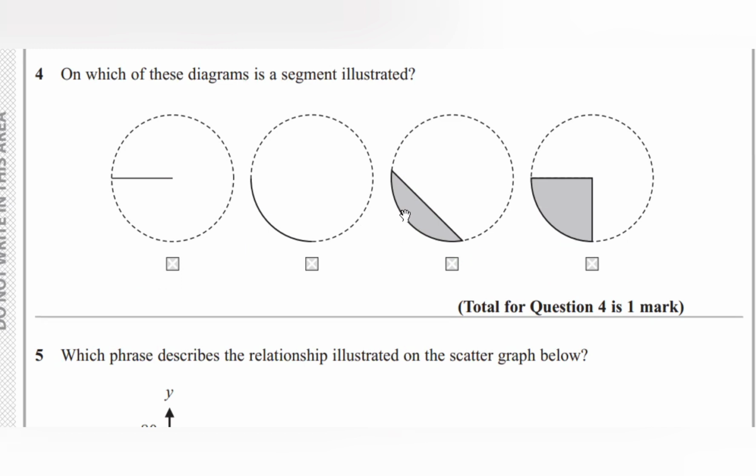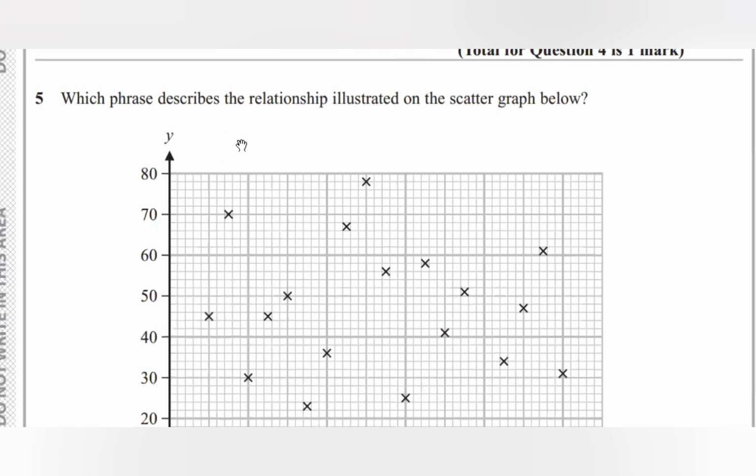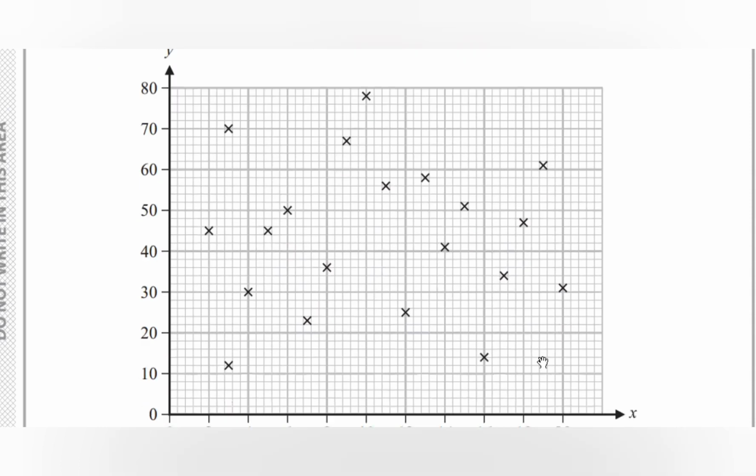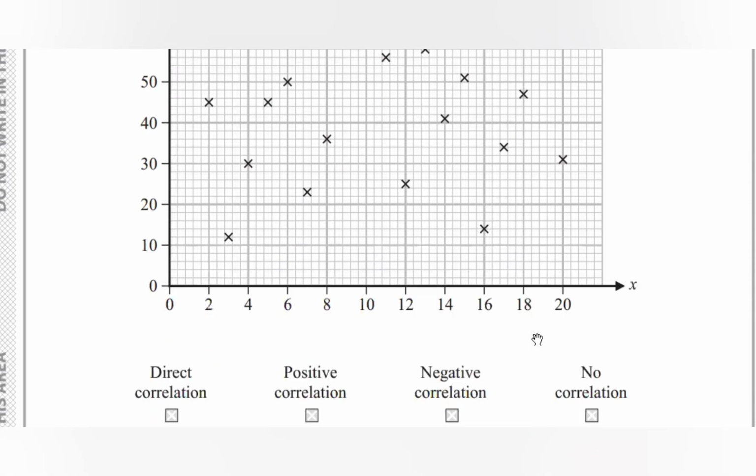Question 5. Which phrase describes the relationship illustrated on the scatter graph below? Here we have a scatter graph. As you can see, the points are everywhere. They're not forming any relationship together. If they are scattered around the graph, we call this no correlation. It means there is no correlation between them.